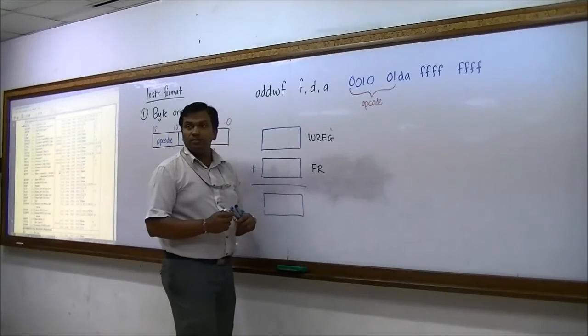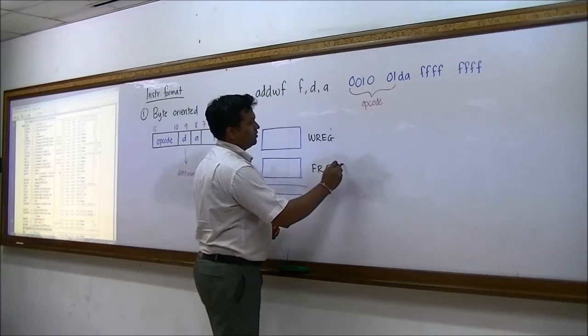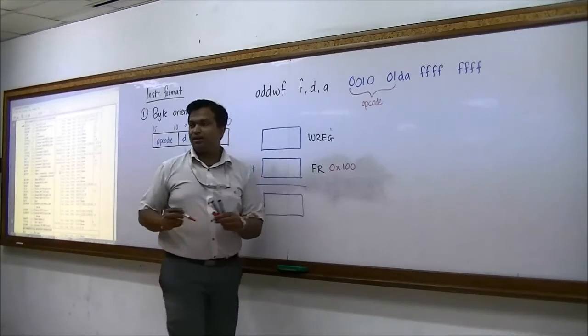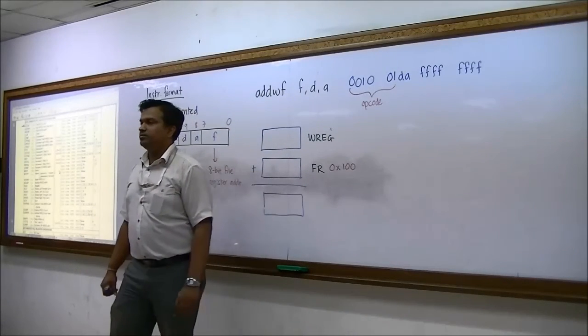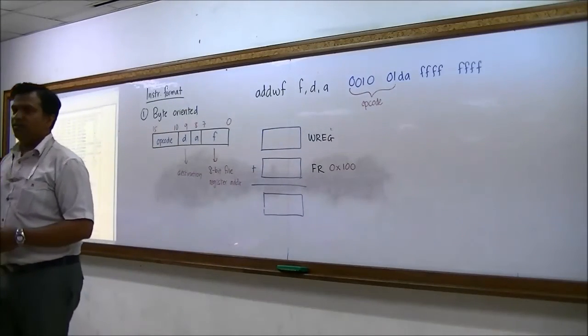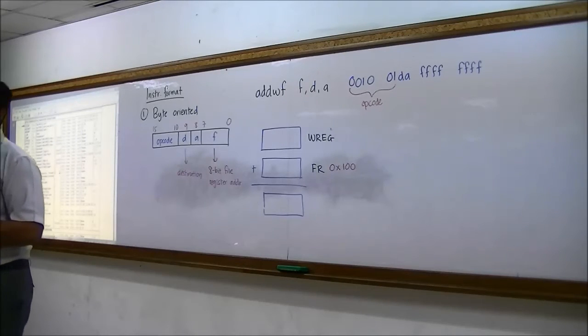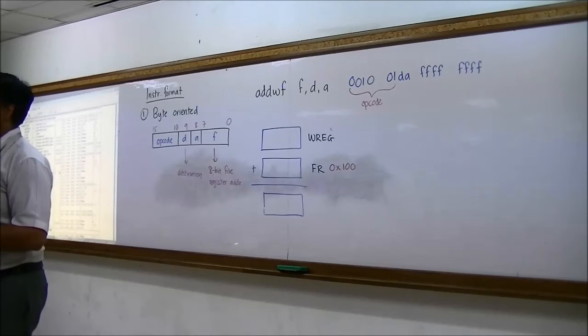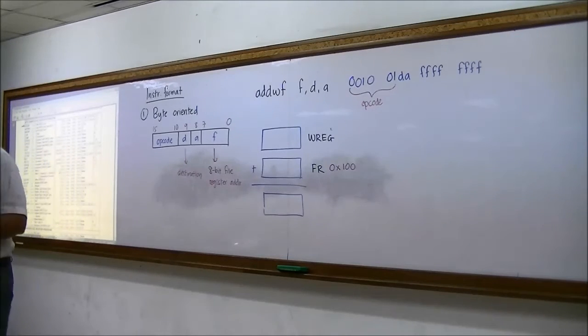Any address? Here I'll just give one address: hex 100. Is it okay? Is it a valid address for data memory? Why is it a valid address for data memory? Do you understand the question? At least say something. I'm asking, is hex 100 a valid address for data memory? Why yes, why no?